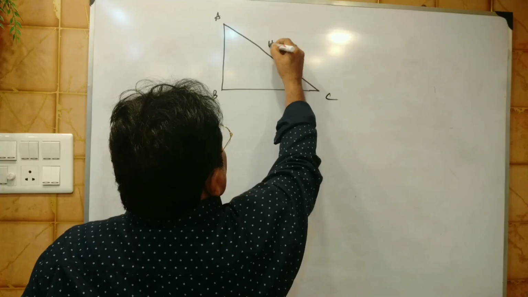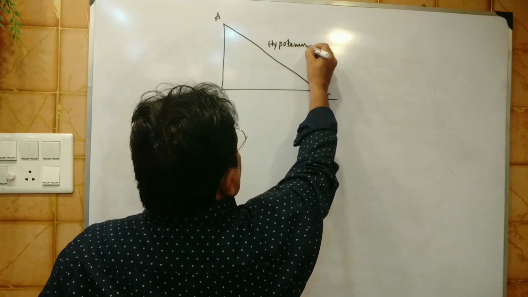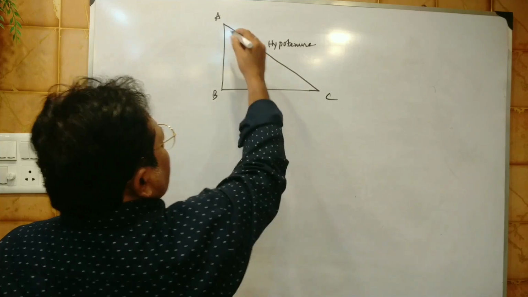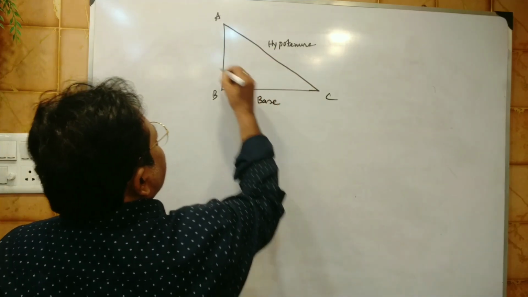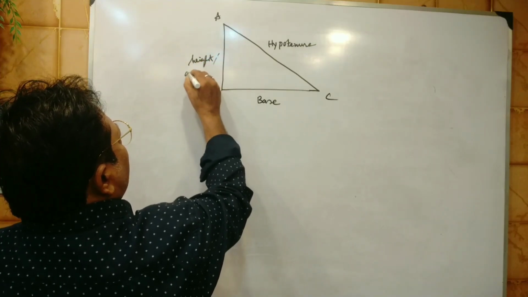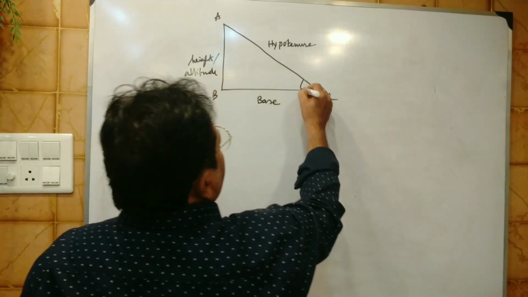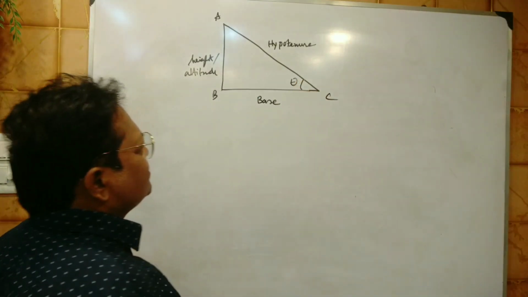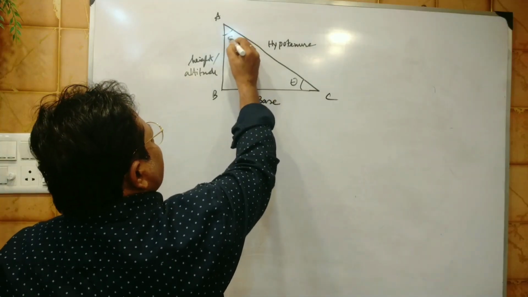This is called the hypotenuse, which is the largest side of the triangle. This is called the base, and this is called the height or altitude. And this is the angle theta. Suppose this is the angle theta and this is the angle phi.